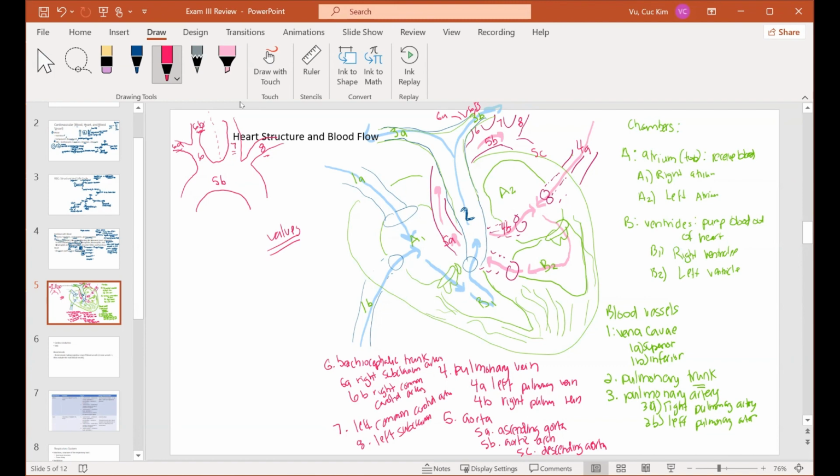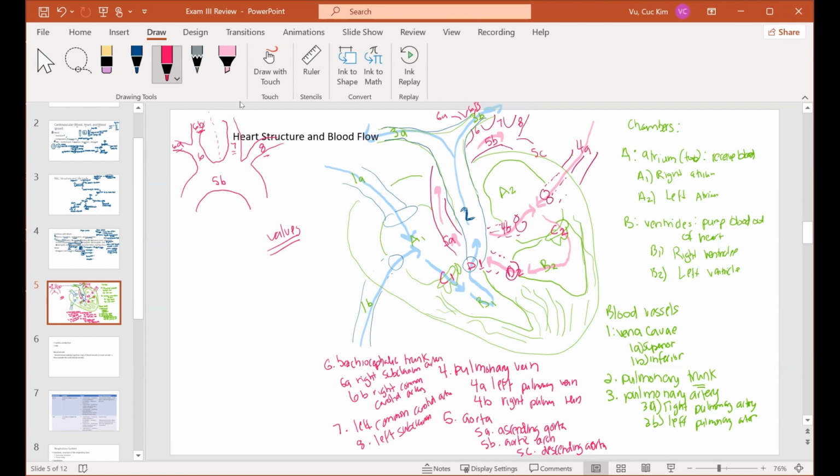Oh, I'm out of labeling. Let's go back to letters because we've only done A and B. So here's C, here's D, C1, C2, D1, and D2.